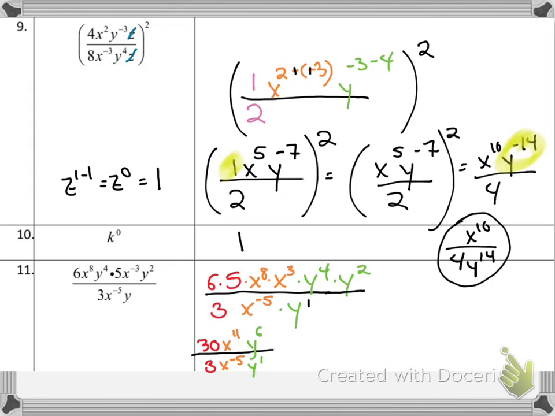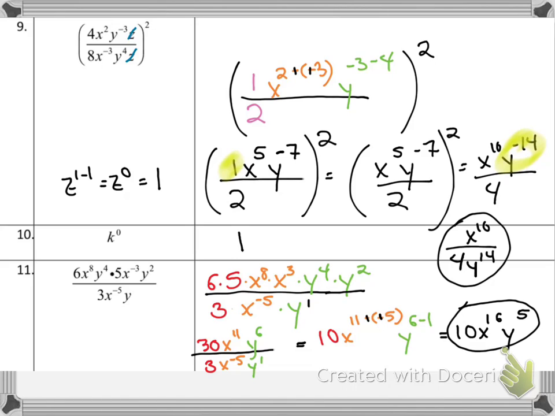Okay. So let's see how we can continue to reduce this. So if you type in your calculator 30 divided by 3, that just gives us 10. Then we have x to the 11 minus negative 5. Be careful with your signs there. And then we have y to the 6 minus 1. Okay, so we're almost done. So we're going to have 10. Remember, minus a negative becomes plus a positive. So we get x to the 16th power, and then 6 minus 1 is 5. So this is our final answer, 10x to the 16th power, y to the 5th power. Okay, let's keep going.